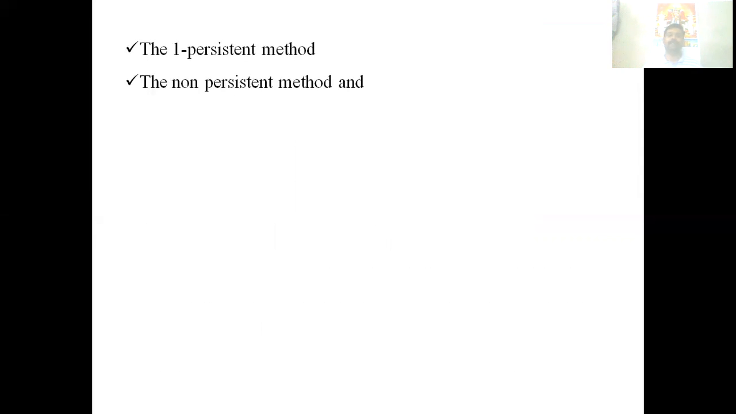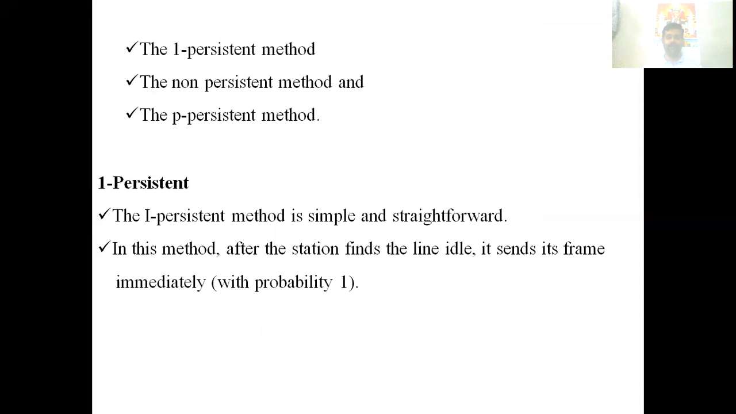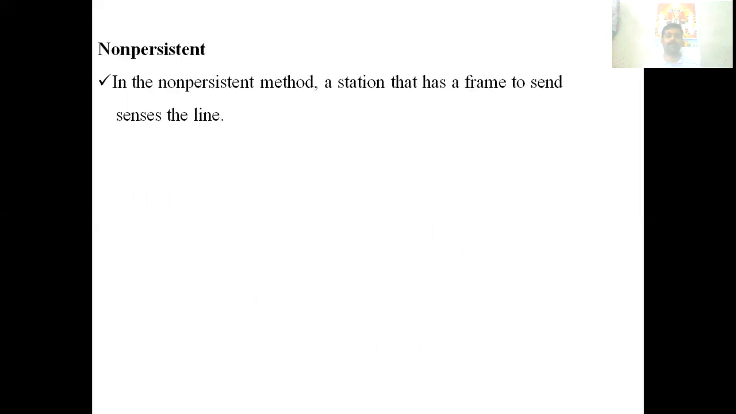There are 3 persistence methods: the 1-persistent method, the non-persistent method, and the p-persistent method. The 1-persistent method is simple and straightforward. In this method, after the station finds the line idle, it sends the frame immediately. This method has the highest chance of collision because 2 or more stations may find the line idle and send their frames immediately.